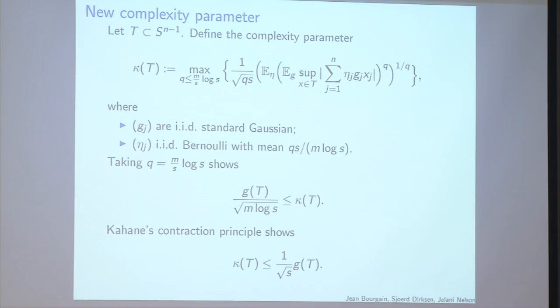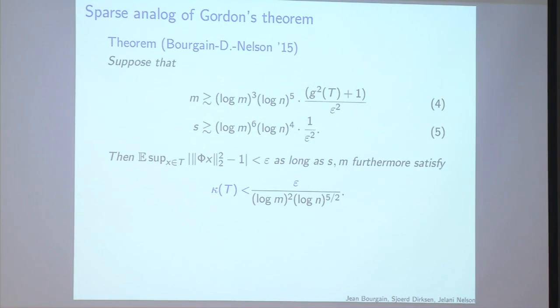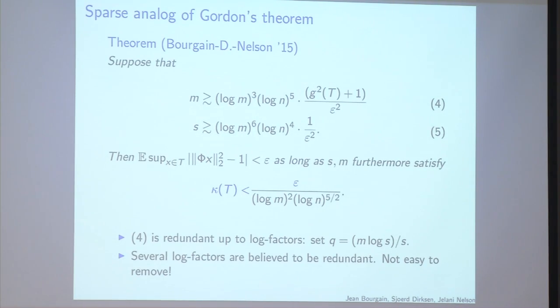That would be the case if they were random signs. But they're actually 0, 1 variables, right? So they have the effect of zeroing out some of these Gaussians. Okay, so because of this first condition, this one is redundant. And actually what we believe is that a lot of these log factors that appear in this result can be removed, but this is not necessarily easy. Okay, so maybe I will talk a little bit about this later.